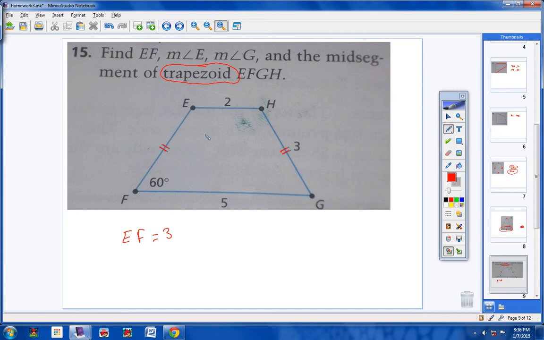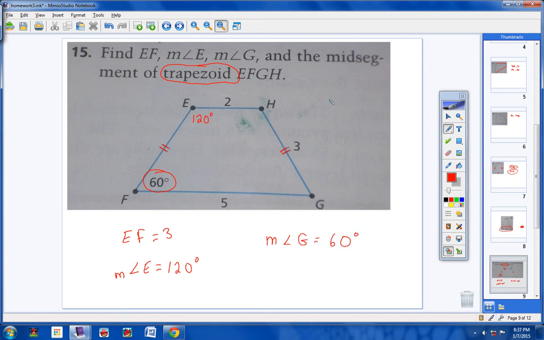Well, in a trapezoid, because this side here is parallel to this side here, these two angles here will always be supplementary. They're consecutive interior angles. So, if this is 60, this has to be 120. Okay, so the measure of angle E equals 120 degrees. Next, I want to know the measure of angle G. Well, guys, look, if you have an isosceles trapezoid, base angles are congruent. So if this is 60, then angle G will also be 60. So the measure of angle G equals 60 degrees.